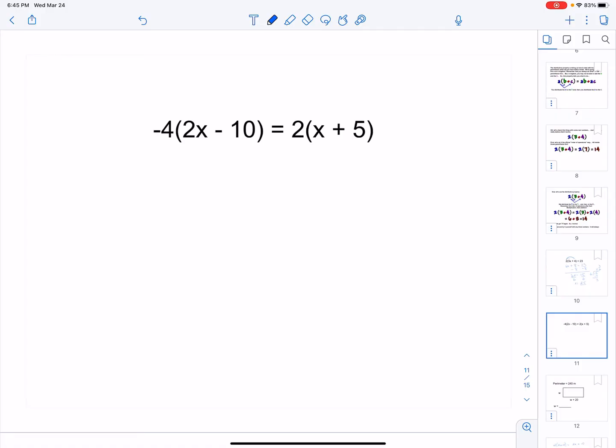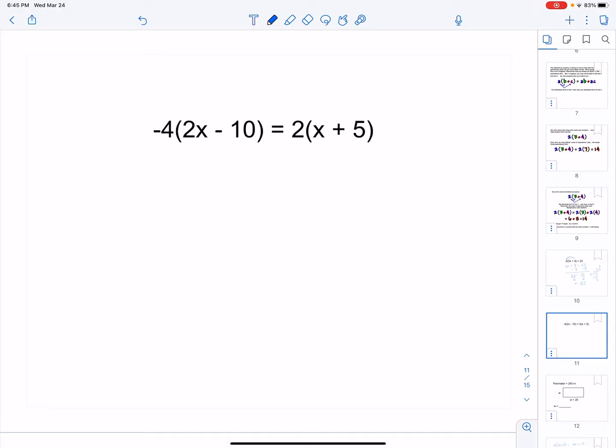So in this one, let's see if you can do this one on your own. You're going to use the distributive property here, and then you'll do the distributive property here, and then once the parentheses are gone, you'll solve the equation. So pause the video, and let's see if you can answer that question. Okay, so let's see how you did.